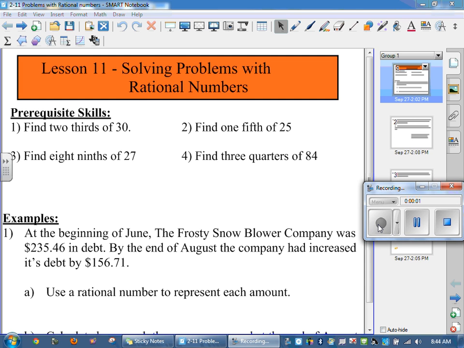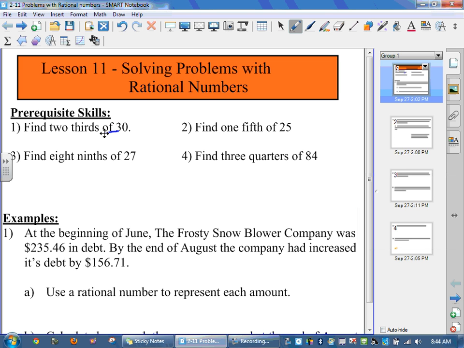Lesson 211, problem solving with rational numbers. So we need to remember how to write sentences. It's going to give us information in the sentence and in the word problems. The first thing we have to do is remember what certain words mean. The word of in math, what does the word of in math mean? Who remembers that?